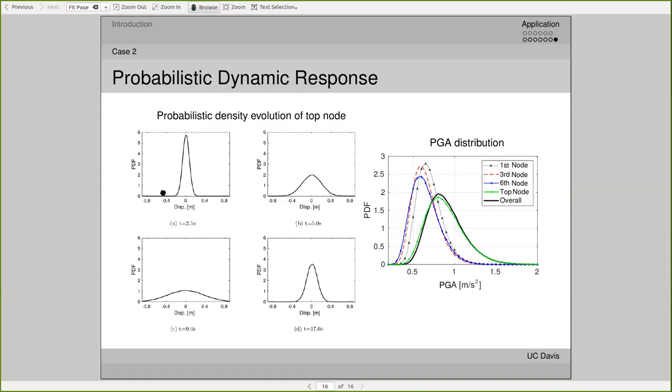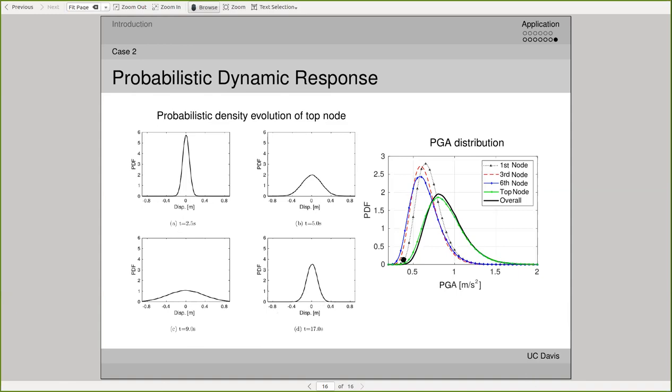And here, just to show you the PDF at 4 different time steps. As you can see here, initially it's a very peaky distribution, and along with the propagation, it becomes more uncertain with more dispersion, and then it shows high peaks again. And we can also get the PDF of the PGA for different nodes. As you can see here, the first node has a relatively large uncertainty in terms of the PGA.